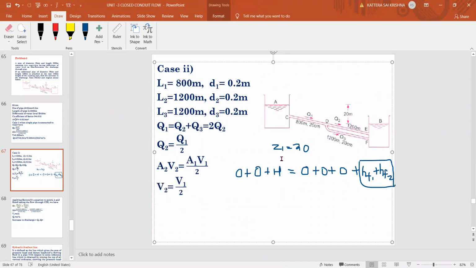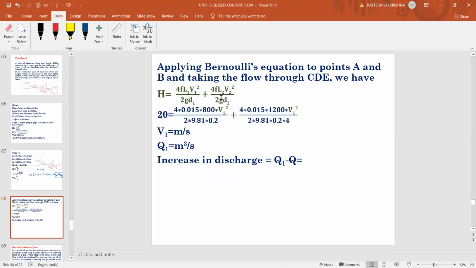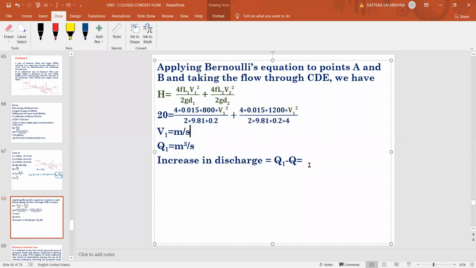So we can substitute this term for finding the velocity, which we don't know till now. Instead of writing V2, we need to write V1 by 2. So V2 square becomes V1 square by 4, and I have written V1 square at the top and divided by 4 at the bottom. Any doubt here? Now you can calculate the velocity V1 in the pipe. Yes, please calculate velocity V1.